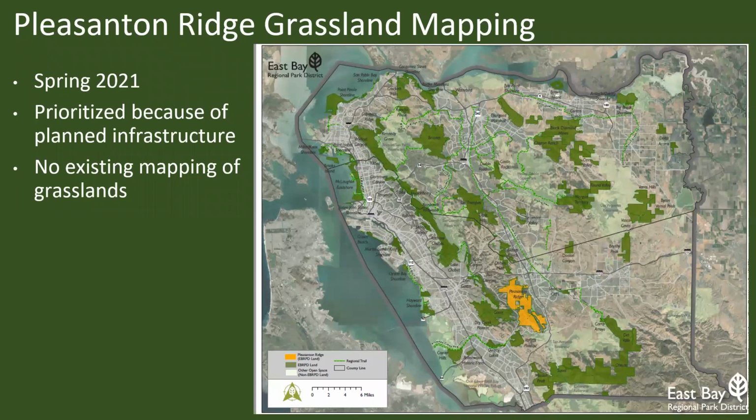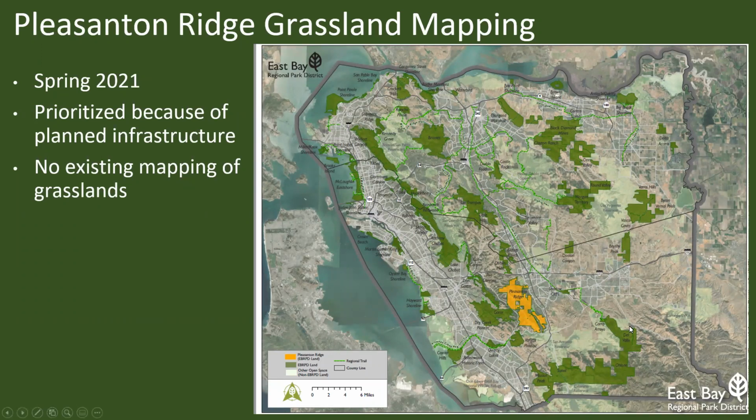So, the Pleasanton Ridge Grassland Mapping Project. We started this and completed it in spring of 2021. We chose to prioritize doing fine-scale grassland mapping at Pleasanton Ridge because we knew that there was planned infrastructure going in there, and we didn't have any existing mapping of grasslands. So now I'm going to turn over the presentation to Michele Benson to tell you about this project.